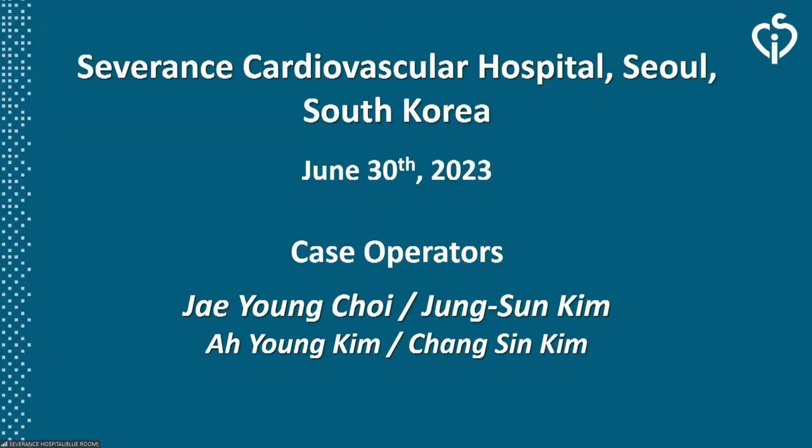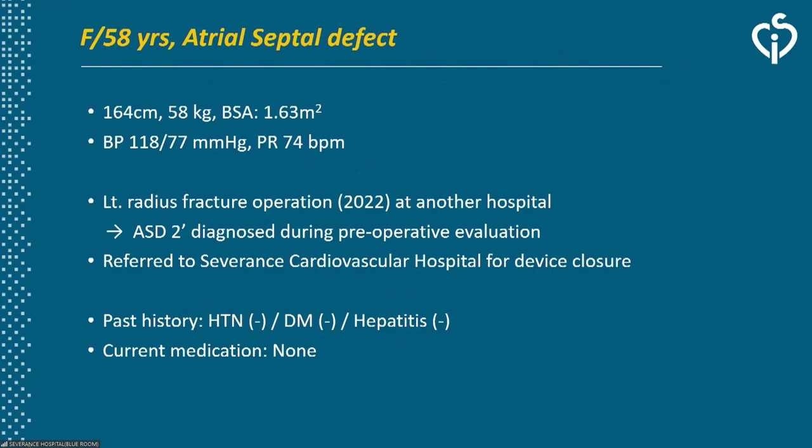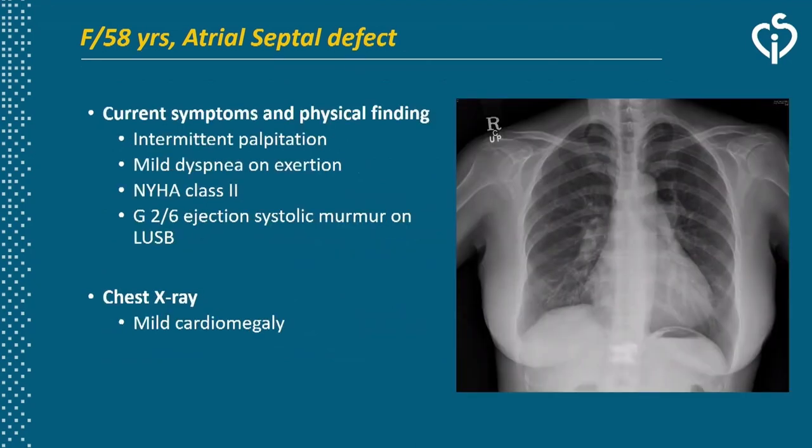Good morning, ladies and gentlemen. We'll start with a case of ASD. The patient is a 58-year-old female with a body weight of 58 kilograms and height of 164 centimeters. ASD secundum was diagnosed during preoperative evaluation of a left radius fracture, and she was referred to our institute for device closure. She has no underlying medical conditions and no current medications. She has intermittent palpitation and mild exertional dyspnea, NYHA class 2. There's a grade 2 systolic murmur at the left upper sternal border.